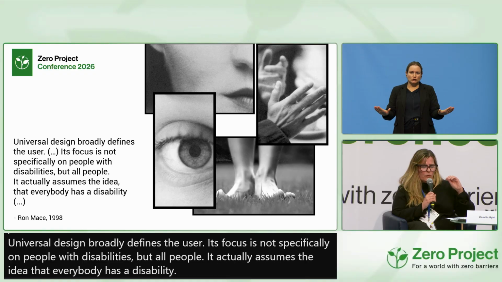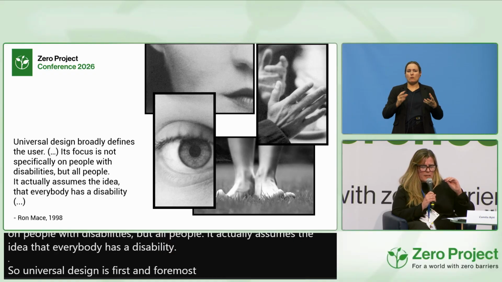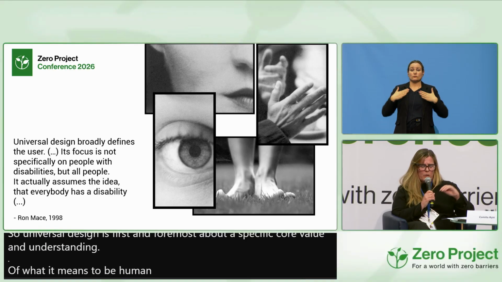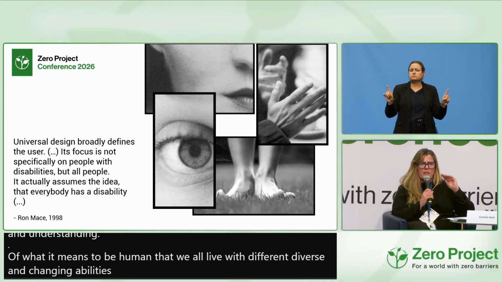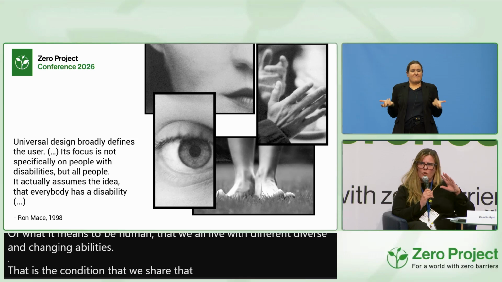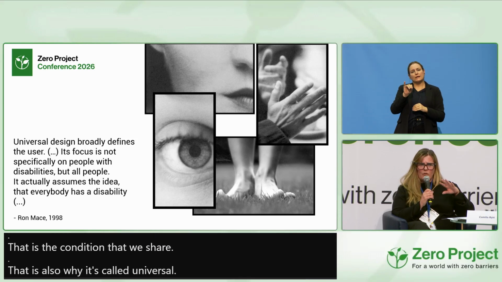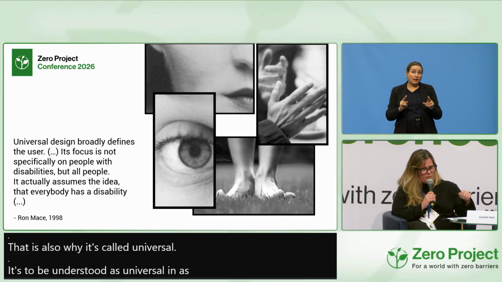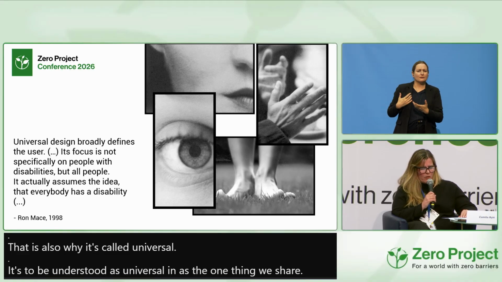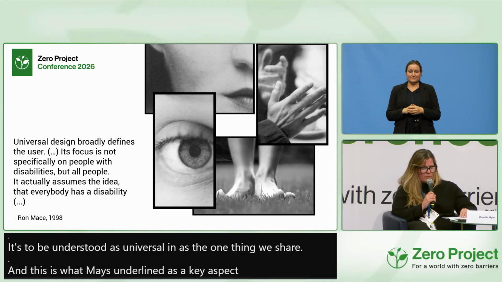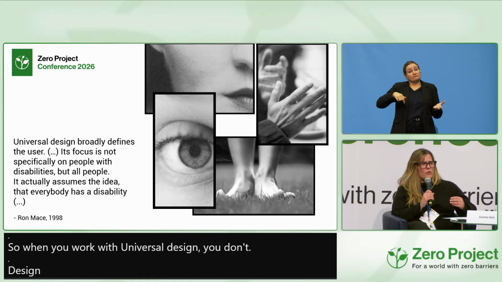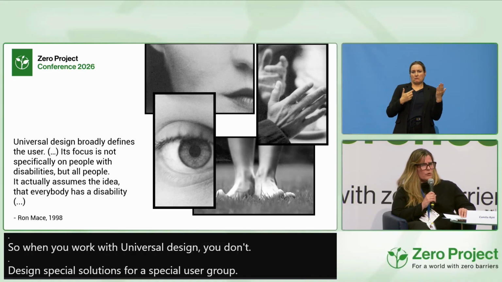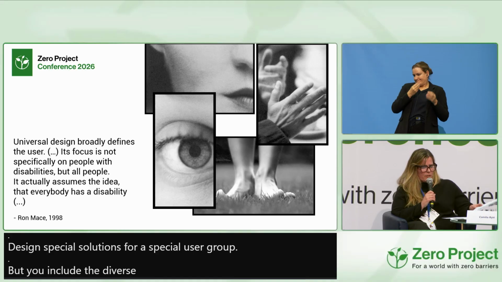So universal design is first and foremost about a specific core value and understanding of what it means to be human, that we all live with different, diverse and changing abilities. That is the condition that we share. That is also why it's called universal. It's to be understood as universal as the one thing we share. And this is what Mace underlined as a key aspect in his last talk. So when you work with universal design, you don't design special solutions for a special user group, but you include the diverse abilities that we all represent together.